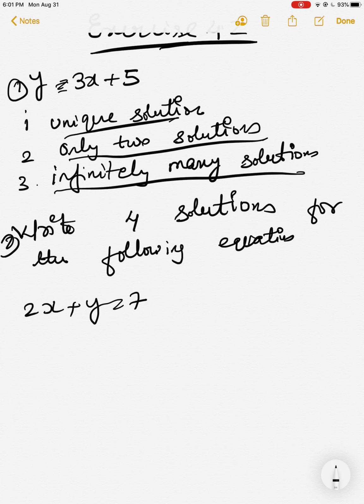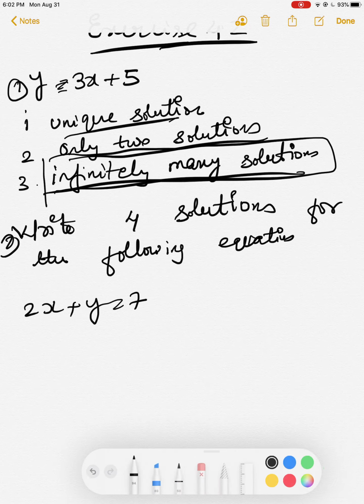Y is equal to 3x plus 5. This equation will have infinitely many solutions. Unique means only one solution. No, if you go on taking y value, x value, as in my previous video I sent, for each x value one y value will come. Now for x equal to 1 the y value is different, for x equal to 0 the y value is different. So if you take a linear equation, that will have infinitely many solutions.